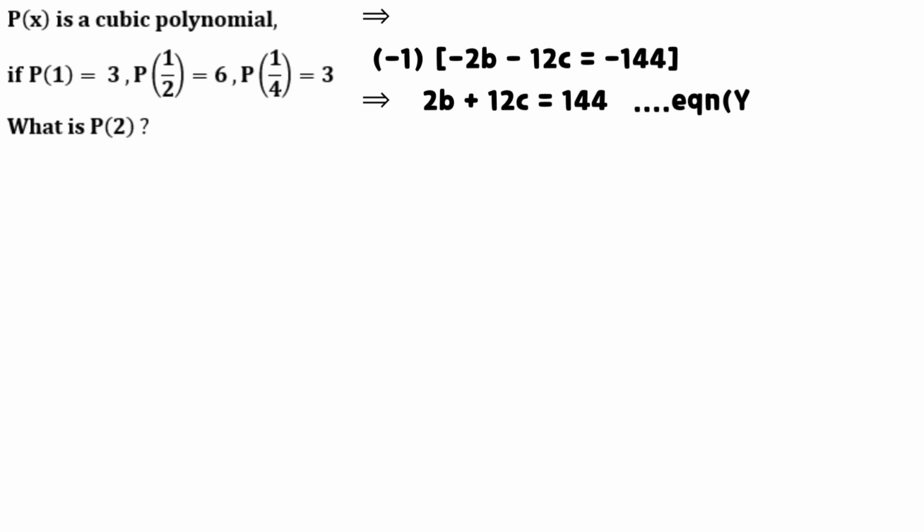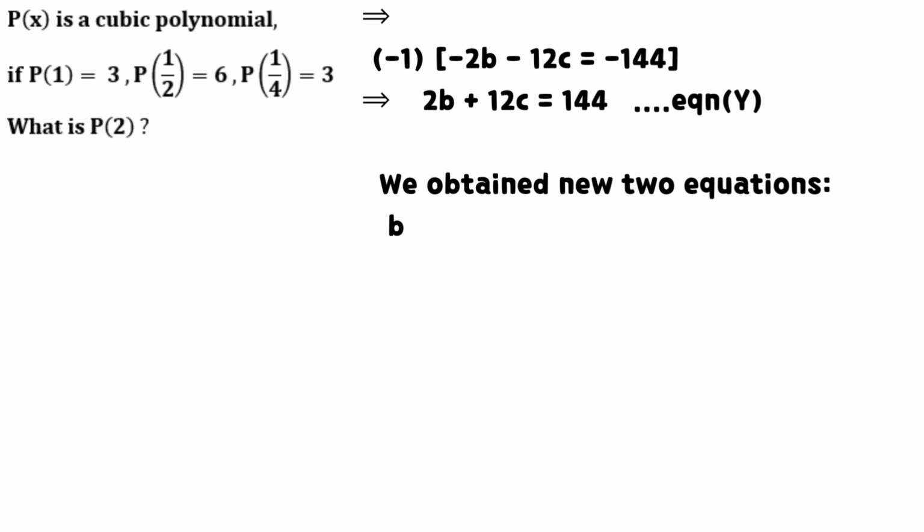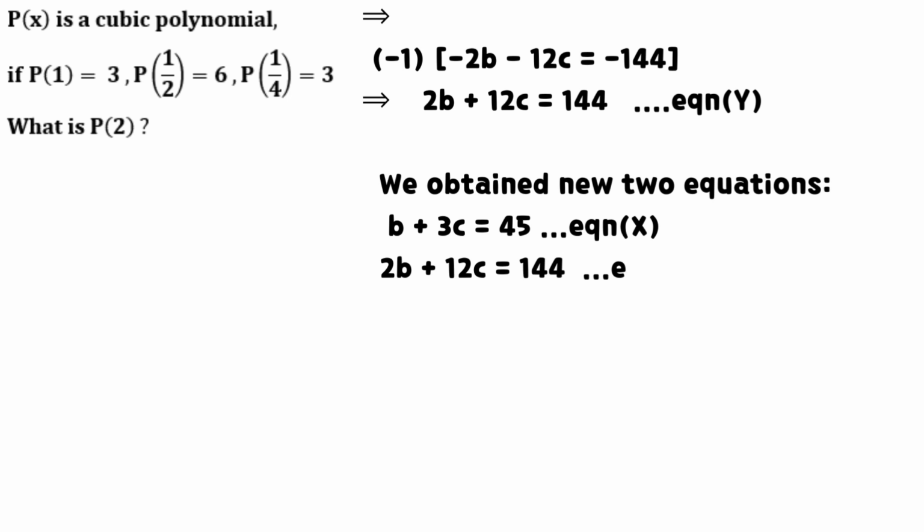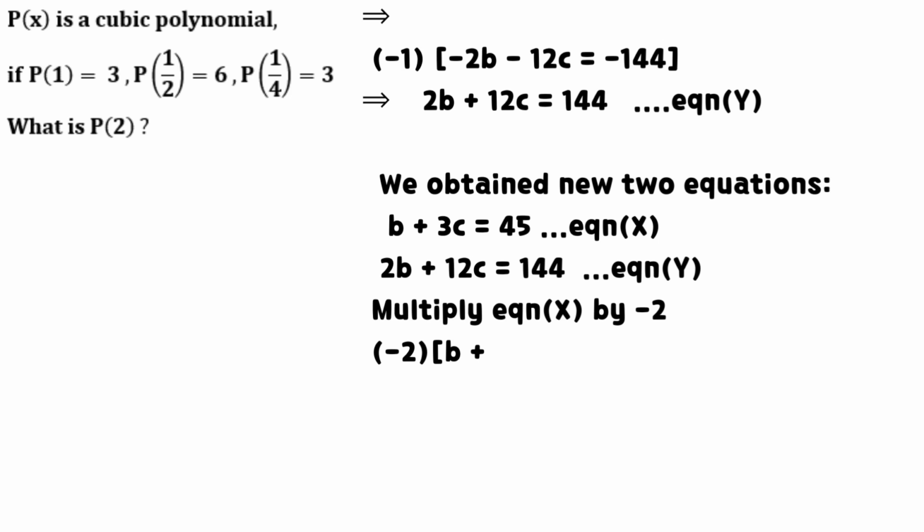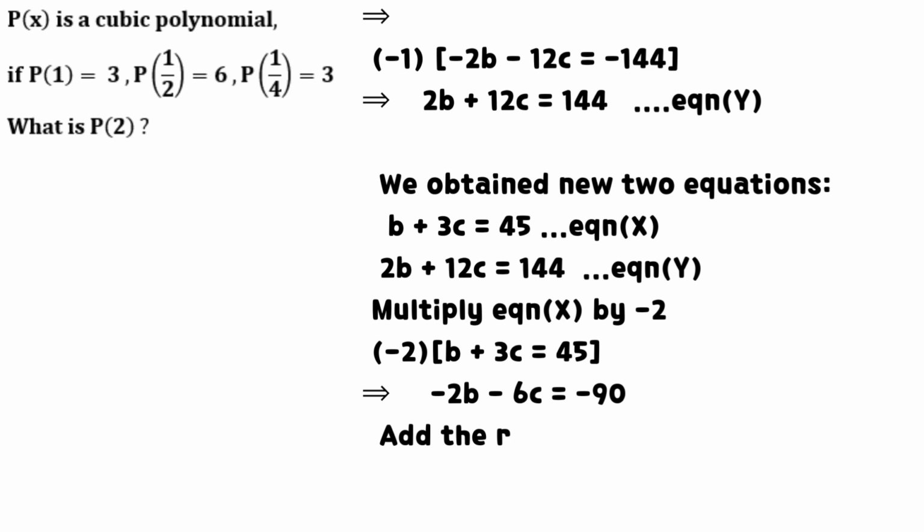After substitution and simplification of values, the sum of 2 times b and 12 times c equals 144. We call it equation y. We obtained two new equations, x and y, as shown on the screen. Multiply equation x by negative 2. It implies that negative 2 times b minus 6 times c equals negative 90. Add the result to equation y.